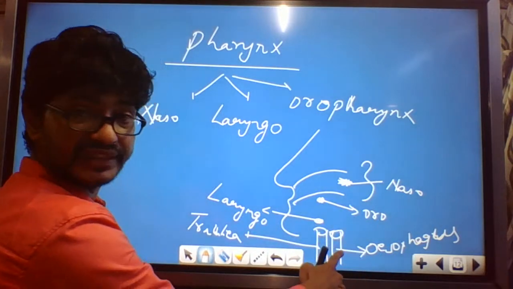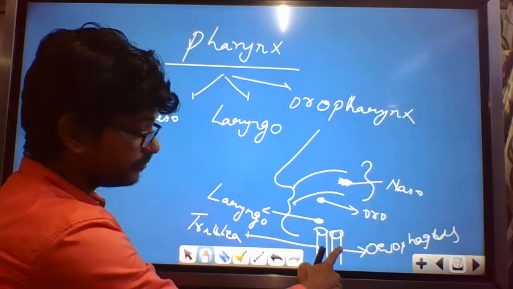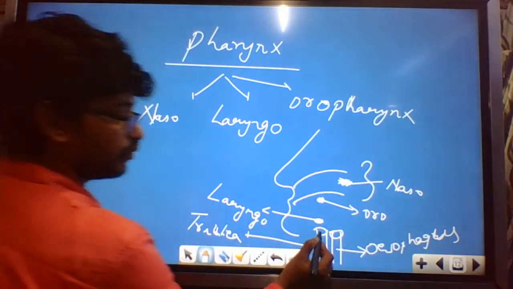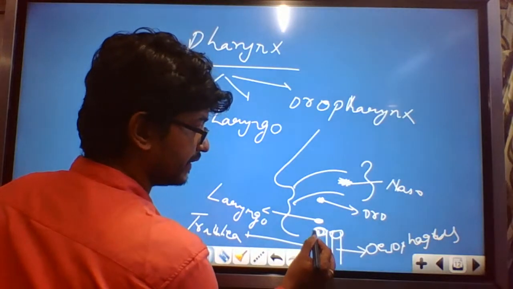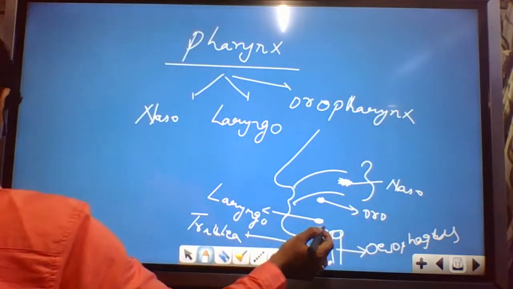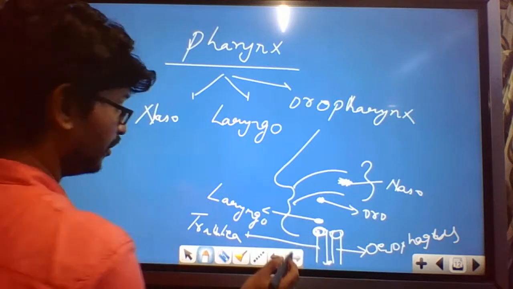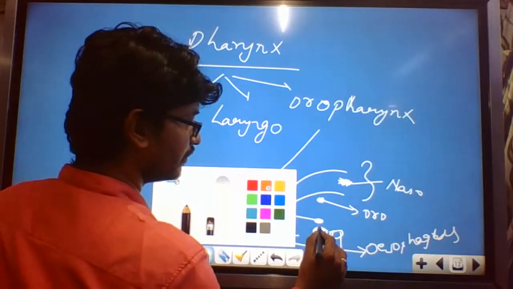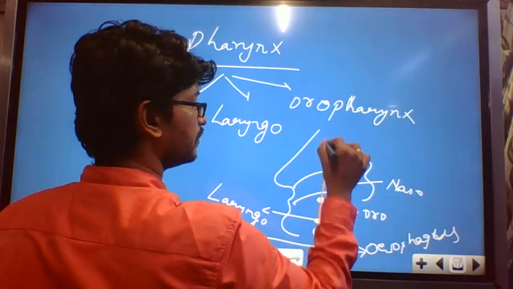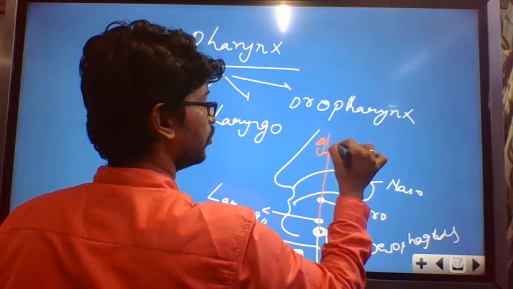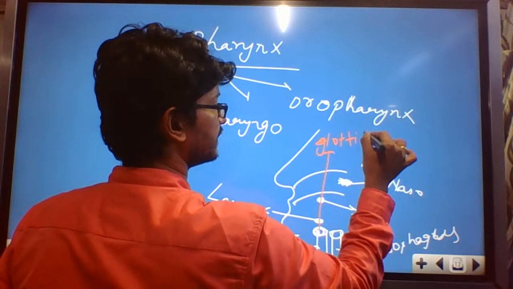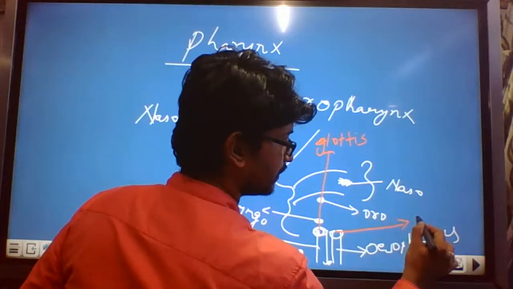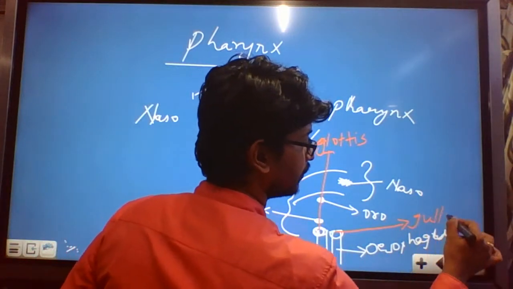As far as digestion is concerned, you could see the esophagus here. So what is the opening that you could see in the case of the trachea? The opening is what we call the glottis. And this opening of the esophagus we call the gullet.